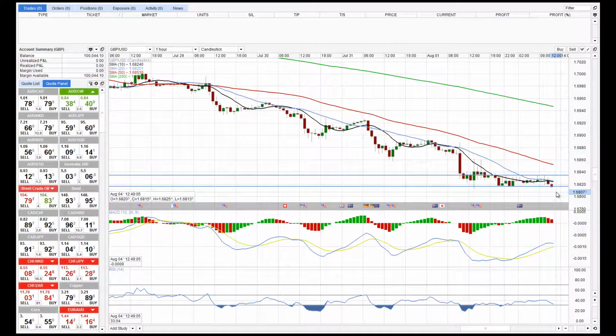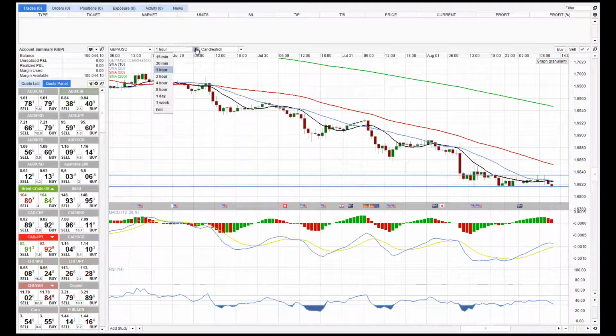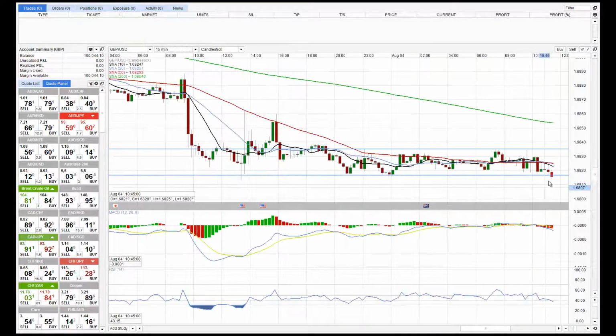Looking for breaks to the short side, which we can even come right down to the 15-minute time frame for. Looking for breaks to the short side, but again on this market, cautiously short, considering the weekly time frame is still technically in an uptrend.